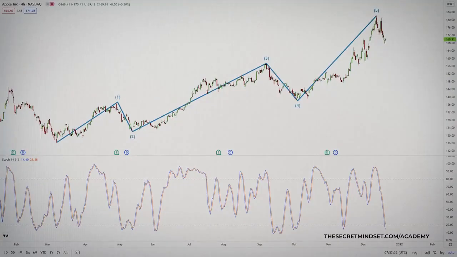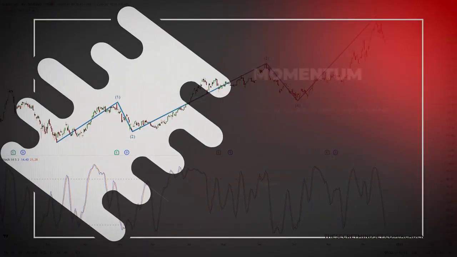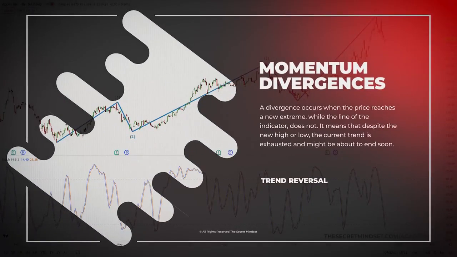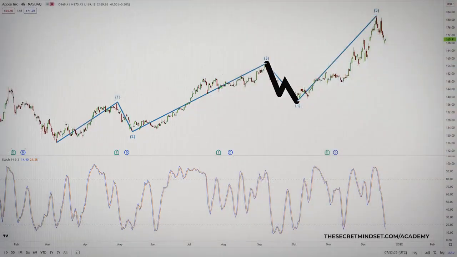If you followed my channel, you must have noticed how I often use the word divergence, usually when I'm expecting a trend reversal. A divergence occurs when the price reaches a new extreme, while the line of the indicator does not. It means that despite a new high or low, the current trend is exhausted and might be about to end soon.